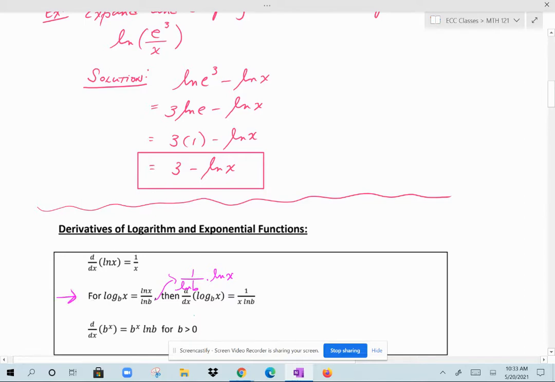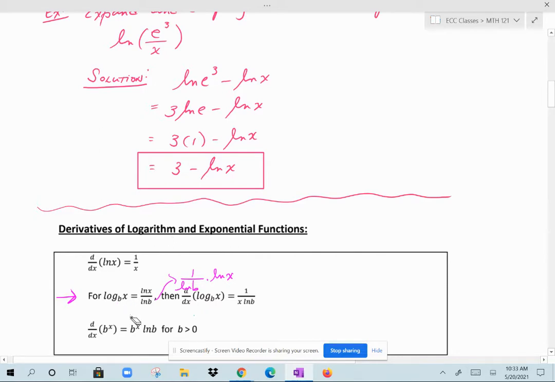The second one is regarding a log of any base other than ln, which is very straightforward. If you have log base b of x, there is a change of base formula which allows you to write that logarithm as the ratio ln of x over ln of b. But ln of b is just a number, so 1 over ln of b is the coefficient of ln of x. So when you take the derivative, you multiply 1 over ln of b times the derivative of ln of x, so you get 1 over x ln of b.